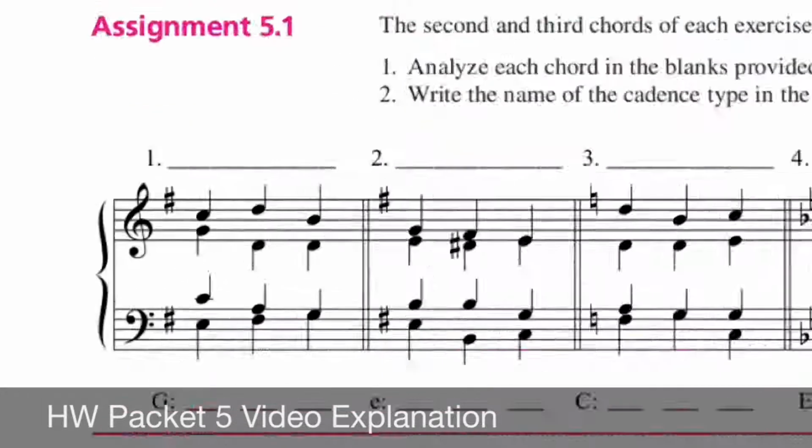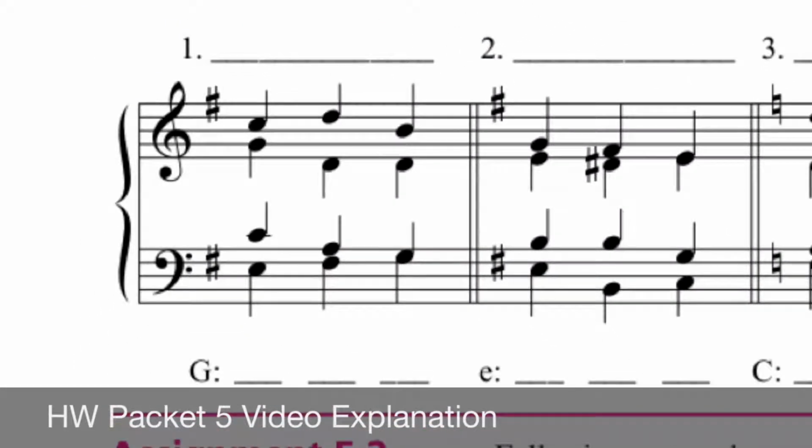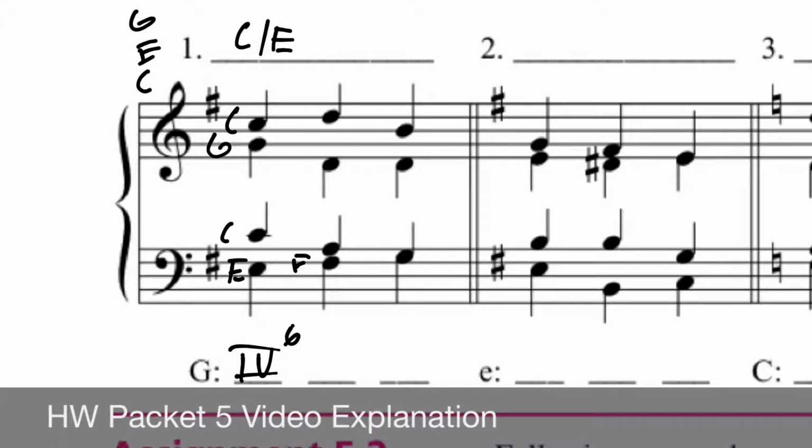Okay, so let's start out with this first one here. It's got an E, C, G, and C. If we rearrange them in order, we'd see that it forms C, E, G, or a C chord with E in the bottom. In the key of G, that's a 4 chord in first inversion.